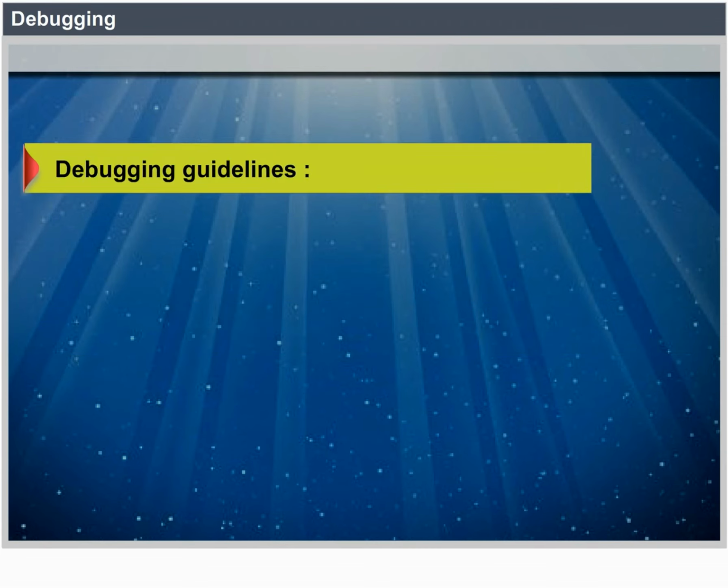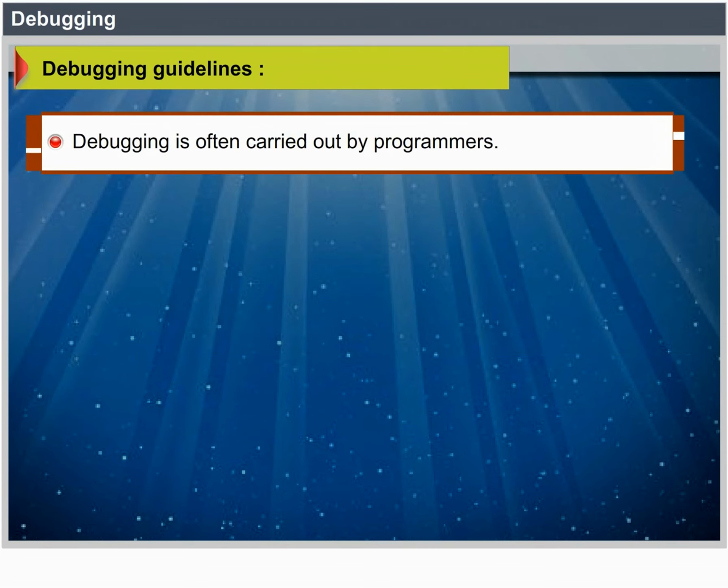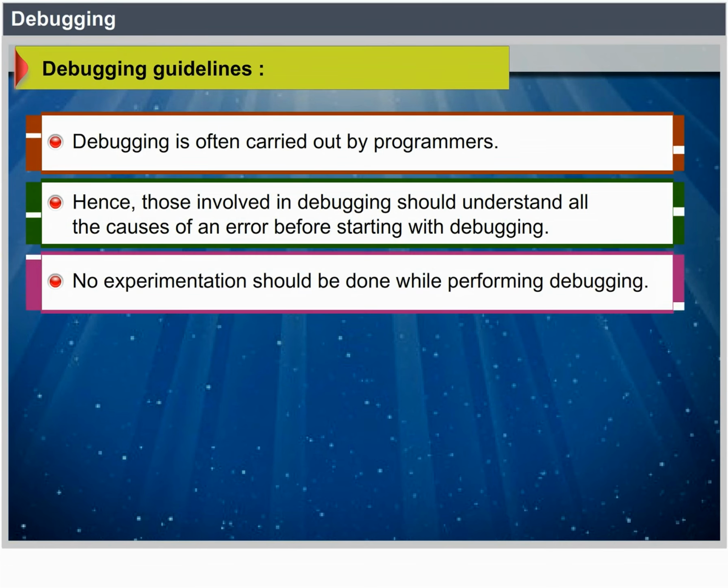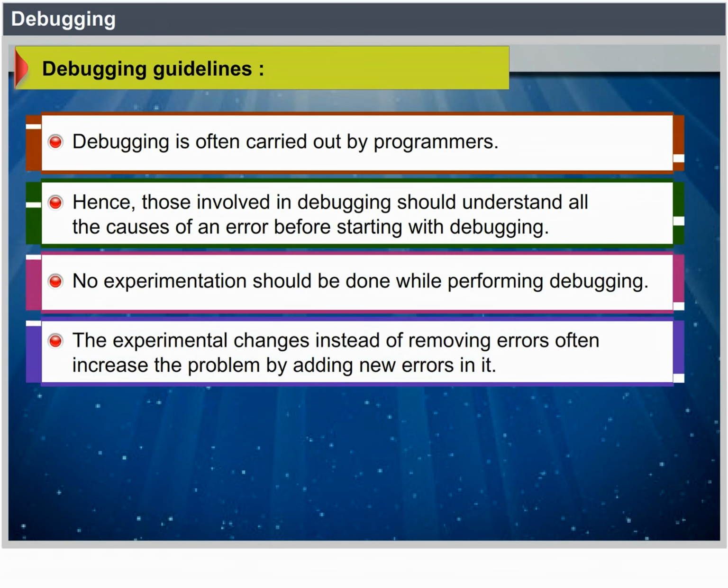Debugging guidelines. Debugging is often carried out by programmers. Hence, those involved in debugging should understand all the causes of an error before starting with debugging. No experimentation should be done while performing debugging. The experimental changes, instead of removing errors, often increase the problem by adding new errors in it.